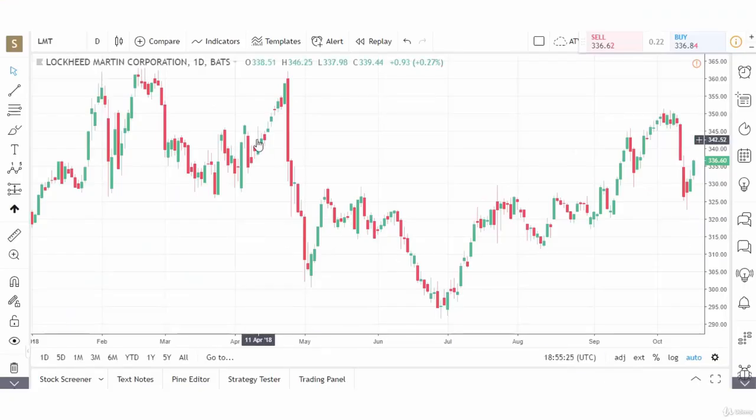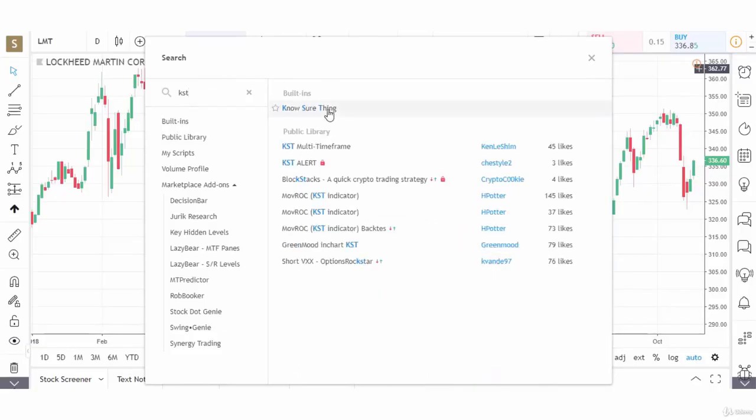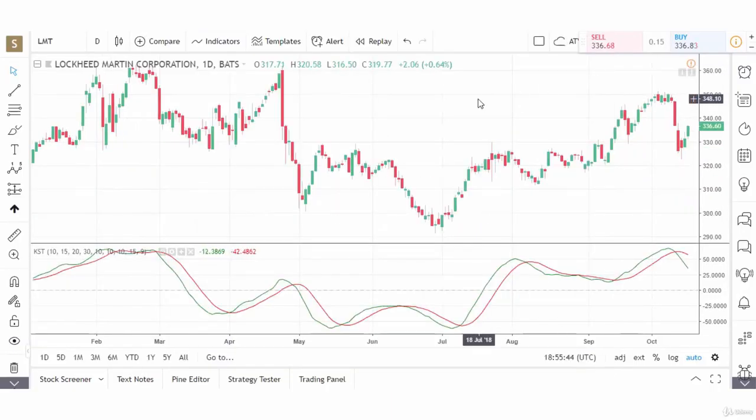Let's place the KST, or the No Sure Thing indicator, on a chart of Lockheed Martin. We're going to start on the daily chart. We'll go up to indicators on the top of the screen. We'll type in KST, and the No Sure Thing indicator comes up. Close that screen, and let's see how the No Sure Thing indicator performs.